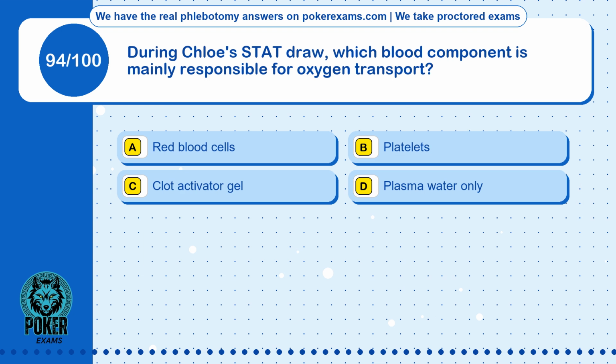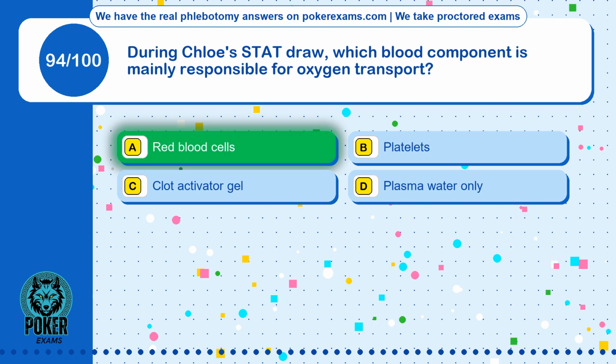Question 94. During Chloe's stat draw, which blood component is mainly responsible for oxygen transport? Option A, red blood cells. Option B, platelets. Option C, clot activator gel. Option D, plasma water only.